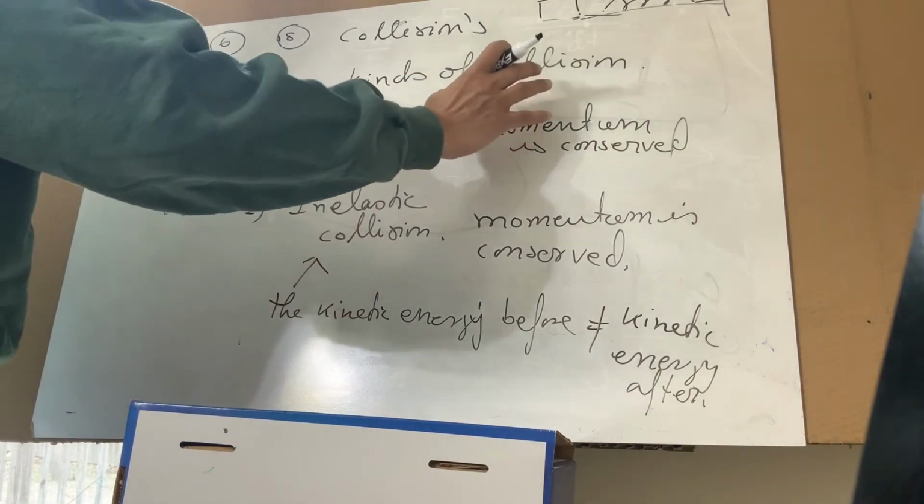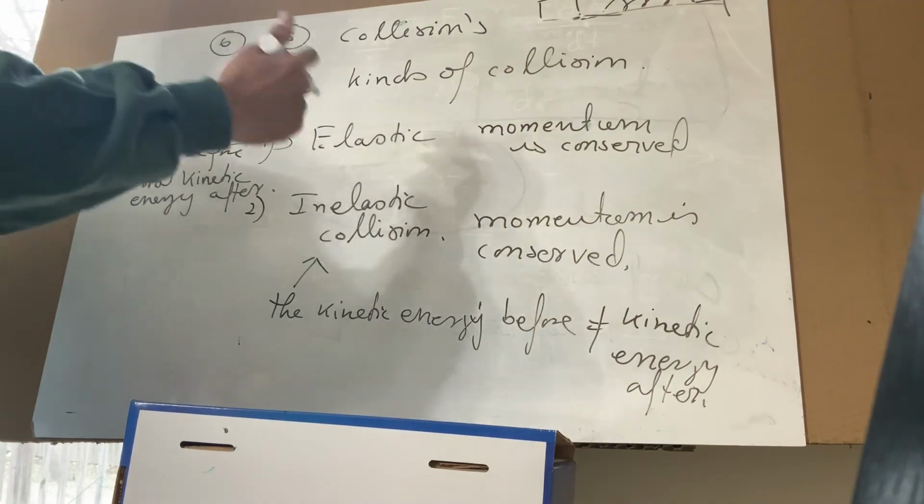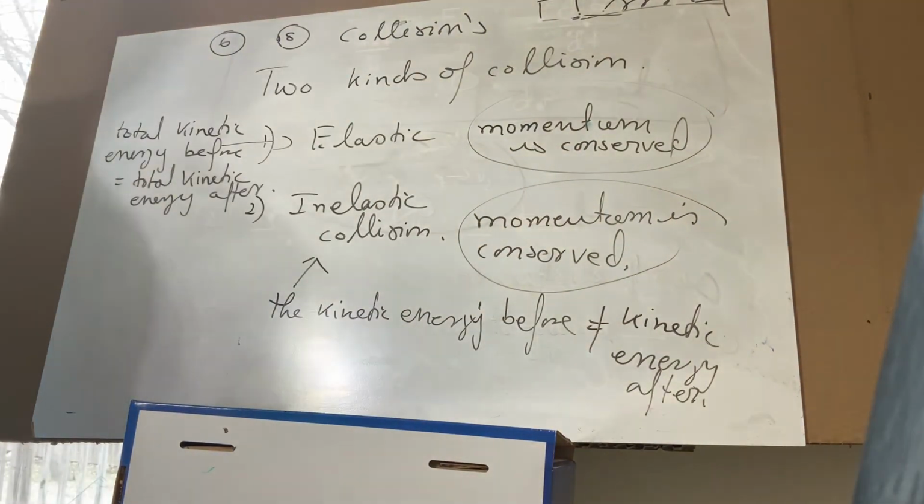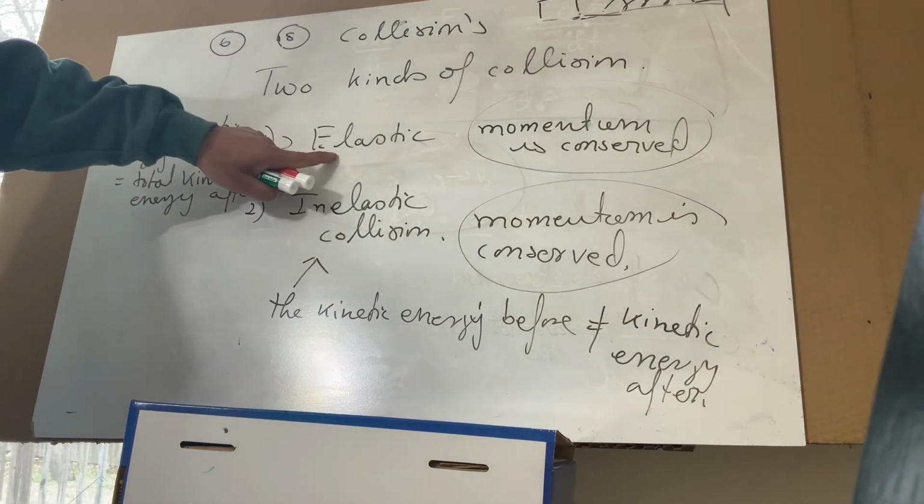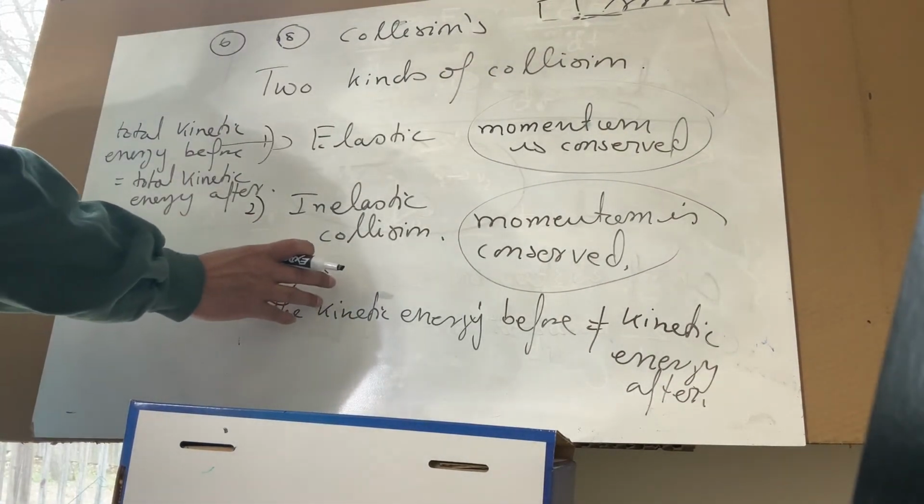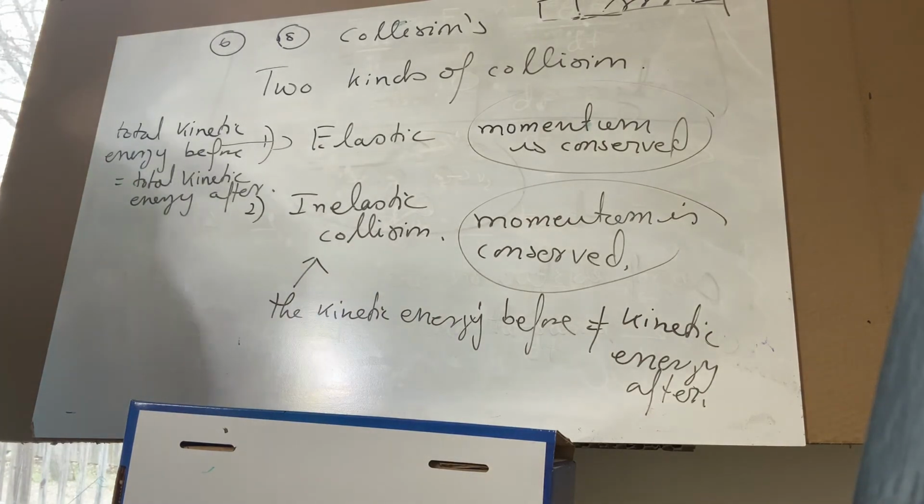But in both cases, because the forces are internal, the total momentum before and after is conserved, whether it's elastic or inelastic. What is not conserved is kinetic energy. In an elastic collision, kinetic energy before and after are the same, because they bounce back at the same speed. In an inelastic collision, the kinetic energy is not conserved because when something hits something, it bounces back at a smaller speed. So some of the energy is lost in the collision, right? So we call that inelastic.